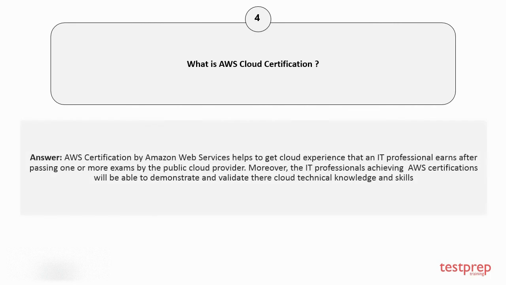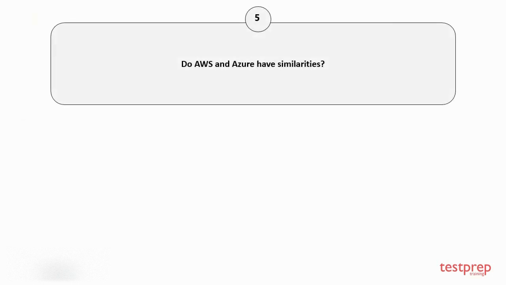Question number 4, what is AWS Cloud Certification? Your answer is AWS certification by Amazon Web Services helps to get cloud experience that an IT professional earns after passing one or more exams by the public cloud provider. Moreover, the IT professionals achieving AWS certifications will be able to demonstrate and validate their cloud technical knowledge and skills.